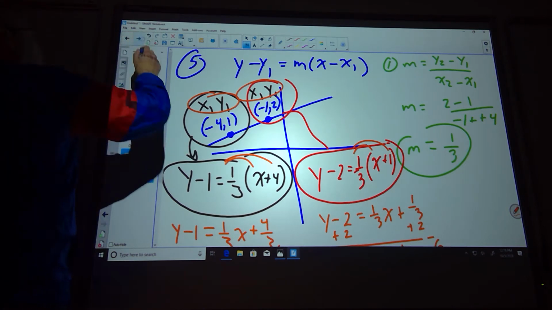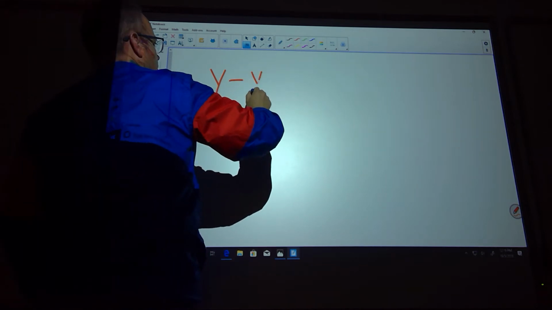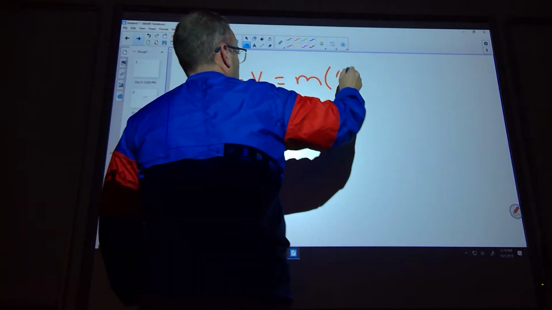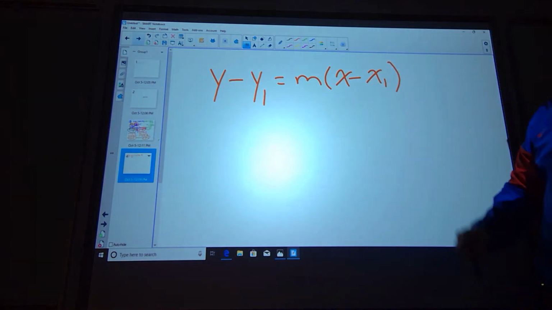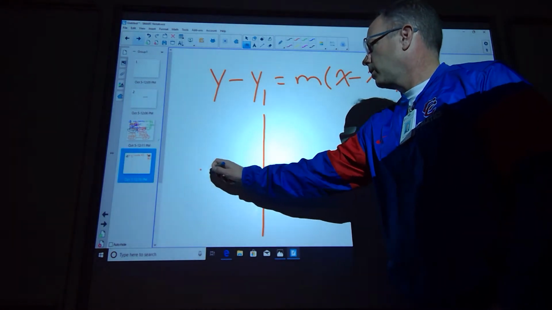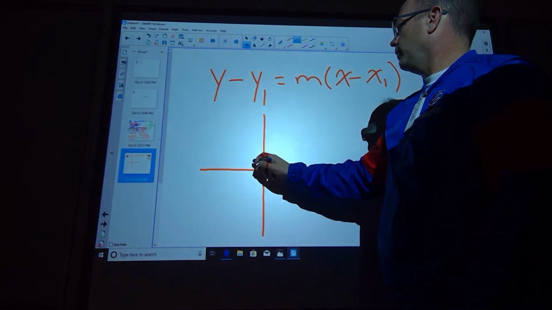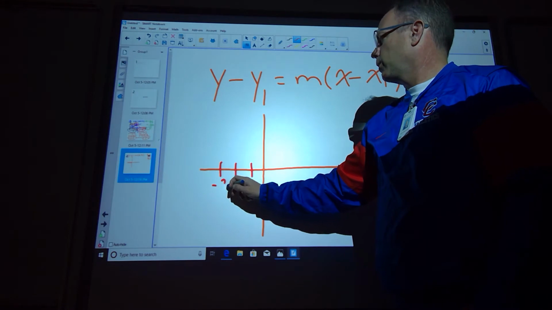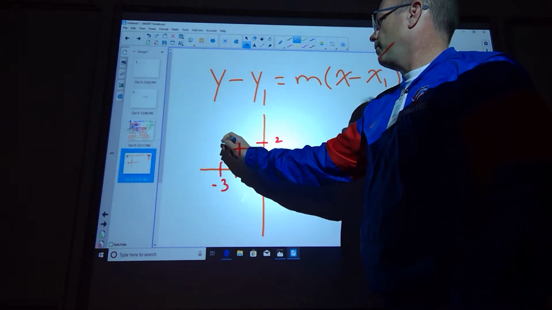So let's say we had this. This is my equation, right? That's the point slope form. So it's just another way of manipulating. Now we're just going to create something. So let's say we had, well, I don't know, let's go -3, +2.